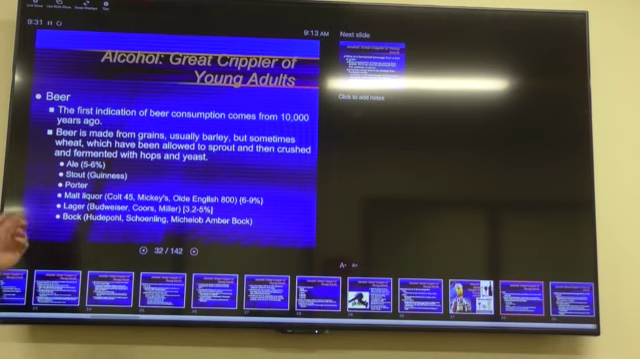The malt liquors, Colt 45, Mickey's Malt Liquor, Old English 800, are 6 to 9%. And then the rest of them are mostly European beers.